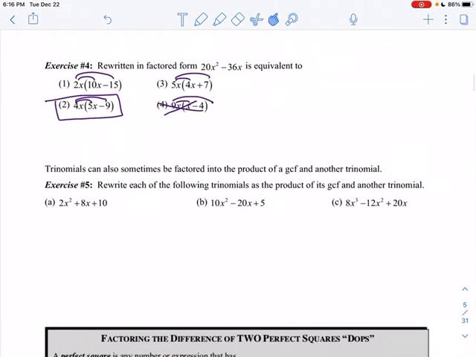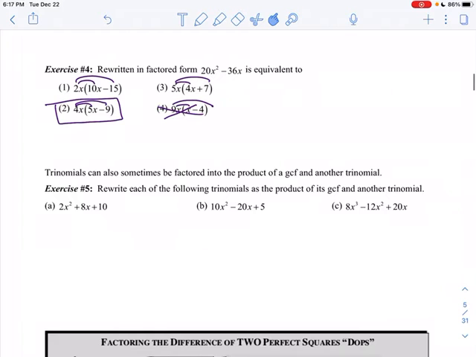All right, trinomials. So trinomials can also be factored into the product of a GCF and another trinomial. Rewrite each of the following trinomials as a product of its GCF and another trinomial. So whatever we're factoring, you're always looking to see if there's a greatest common factor. So 2, 8, and 10. Greatest common factor is 2. I got x squared, x, and nothing, so I cannot factor out an x. So I factor out that 2, and I'm left with x squared plus 4x plus 5.